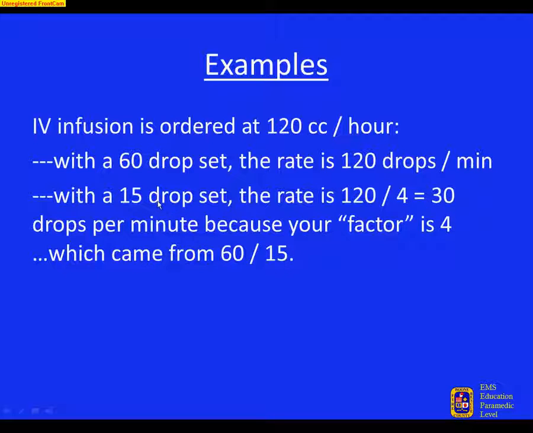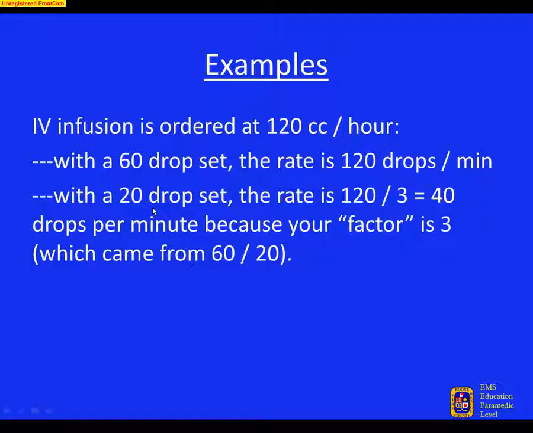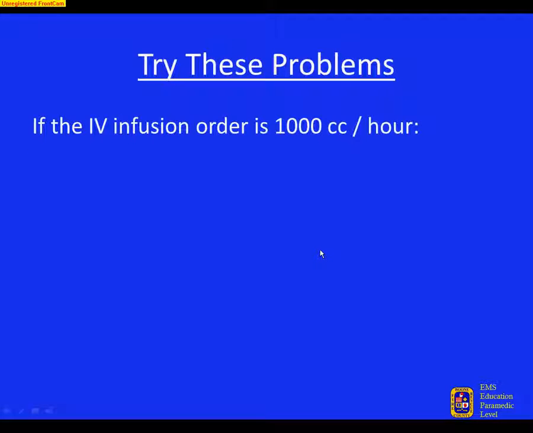If you're using a 15 drop set, your factor is 4, so now it's at 30 drops a minute, which makes sense because those drops are smaller. With a 20 drop set, again, the factor is 3, because that's 60 divided by 20. And you only want to do this once per IV. You just know what your factor is, and you make the quick division. So let's try these problems real quick.